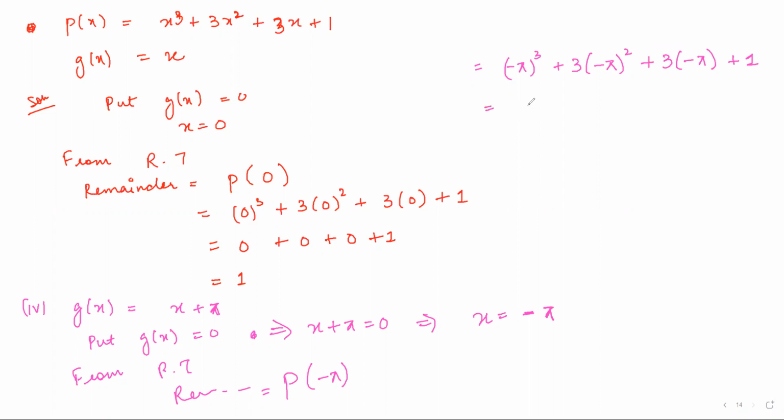Okay. Now, see, this is minus pi into minus pi into minus pi. So 2 minuses will become plus and 1 minus will remain. So you get minus of pi cube, right? And here minus minus will become plus. So 3 pi square and plus minus minus 3 pi and plus 1.